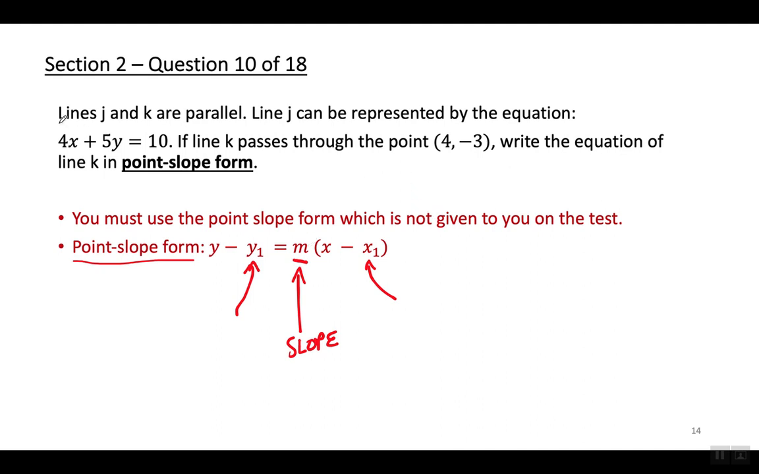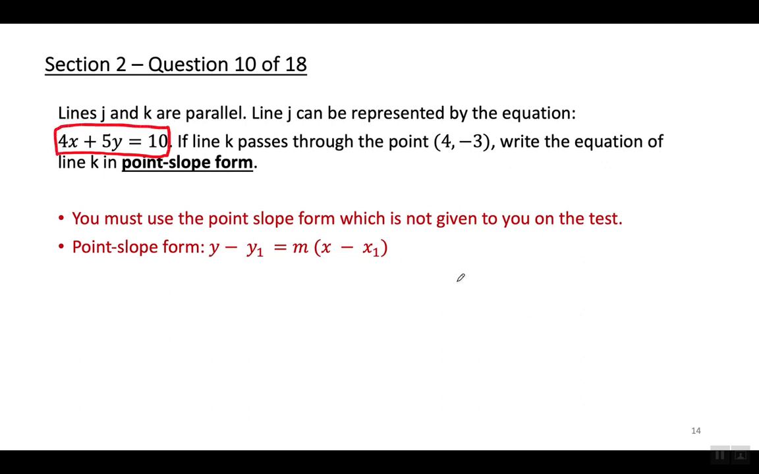All right, so first of all, the lines are parallel. Line J can be represented by this equation. Remember, when you have parallel lines, their slopes are the same. And I need the slope of the parallel line. So I'm going to use this equation to find the slope. Once I find the slope, it'll be the same slope that I'm going to use in my answer.